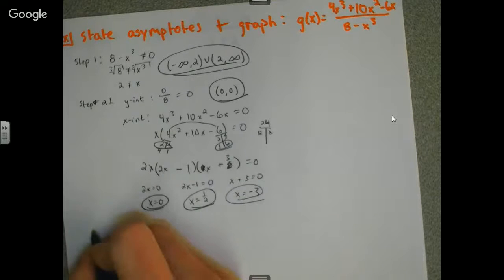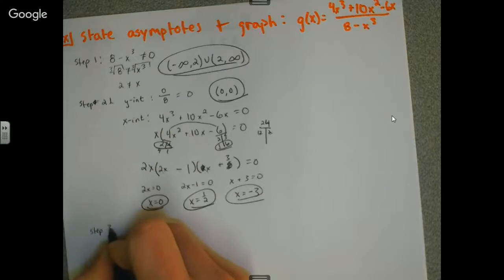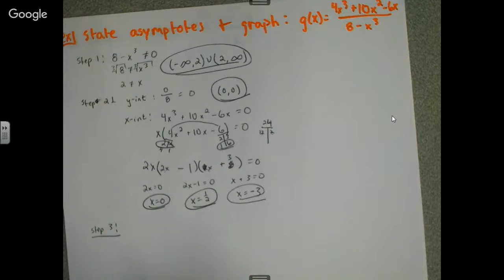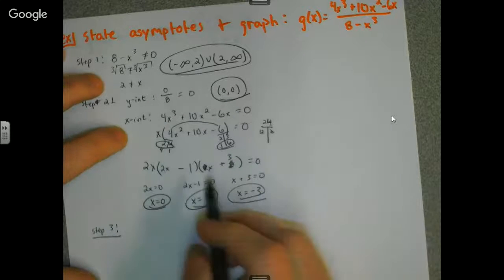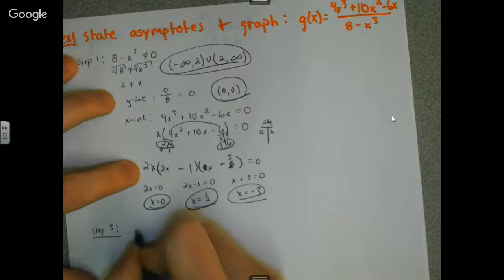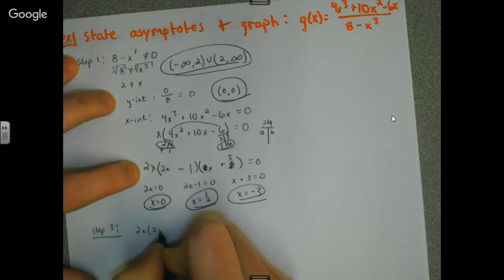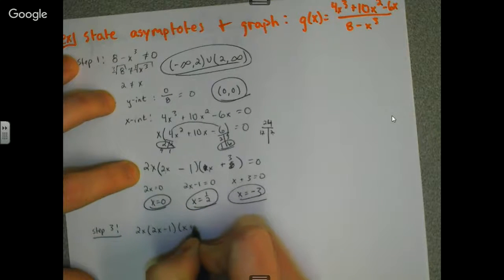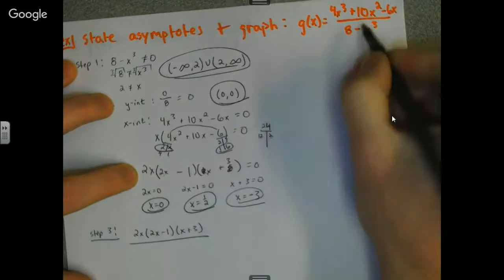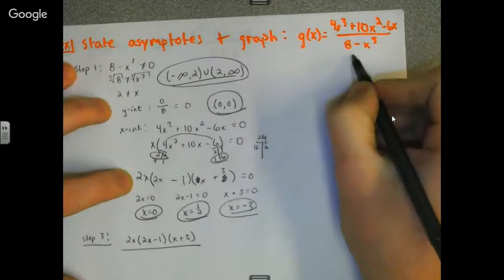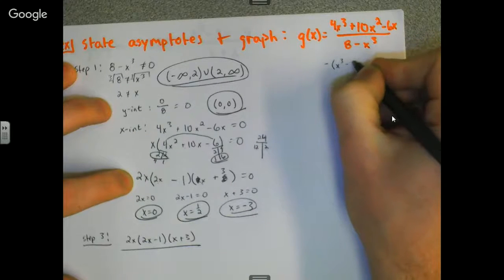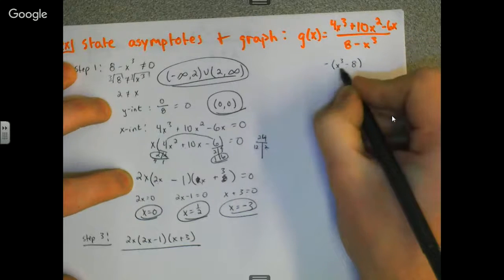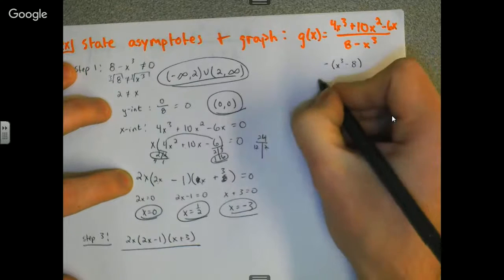All right, so step 3 is any holes. In order to find out any holes, we need to factor both the top and the bottom. I did the top up here. So it's 2x, 2x minus 1, x plus 3. And to do the bottom here, we first want to factor out a negative to give me x to the third minus 8. And you should notice that that is a difference of cubes.